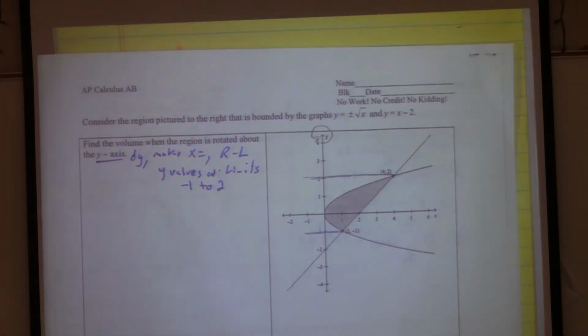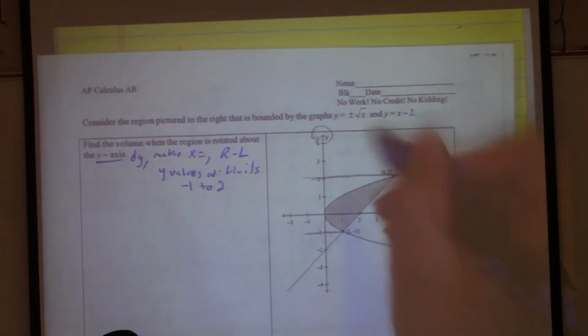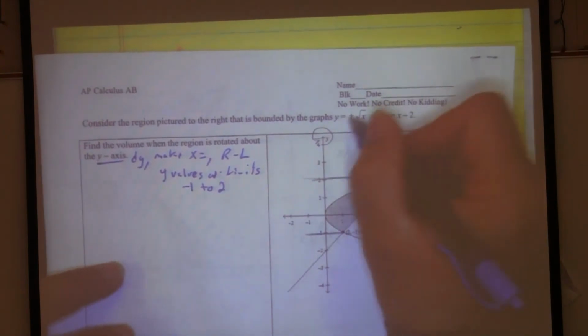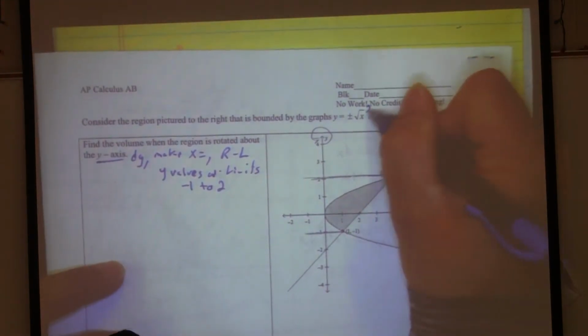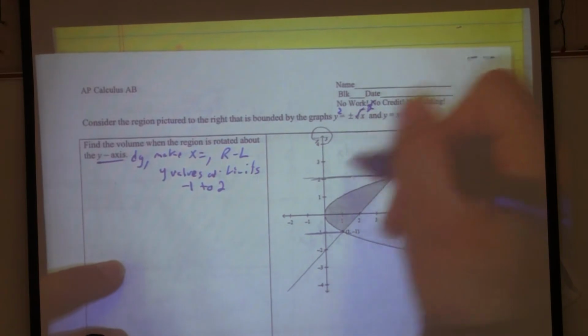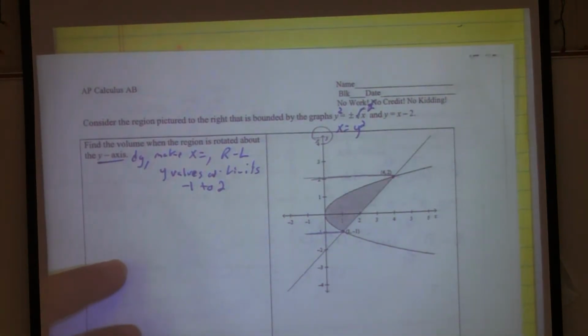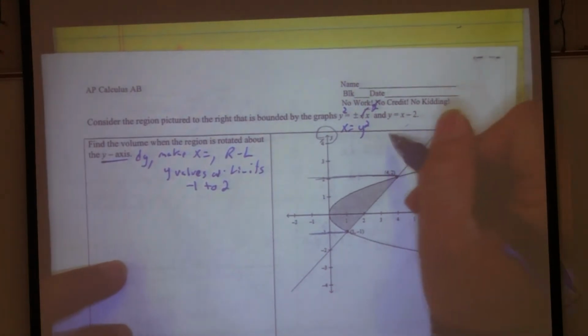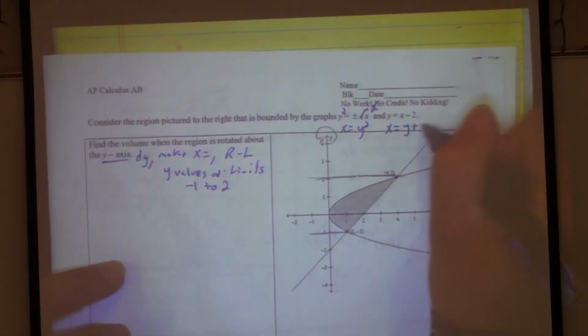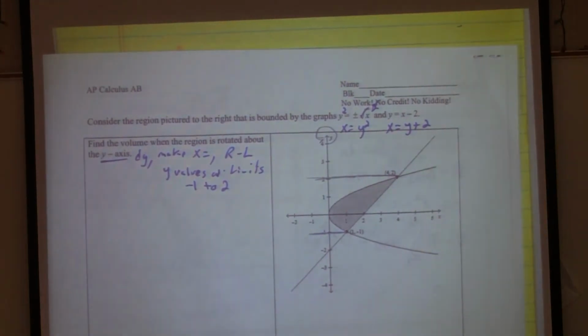All right, so maybe we should start off by making these guys x equals. So square this, square that, so we get x equals y squared. To make the other one x equals, we just add 2. So x is equal to y plus 2. And we have both of them ready to go.